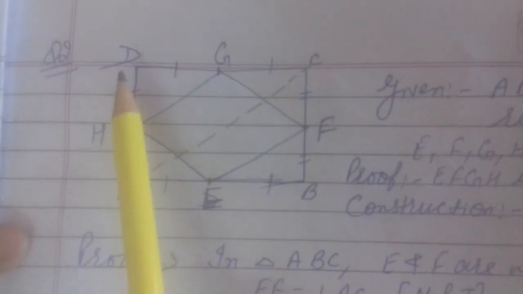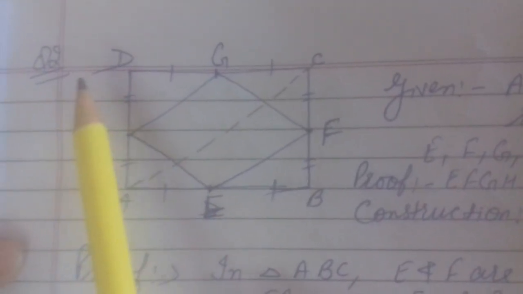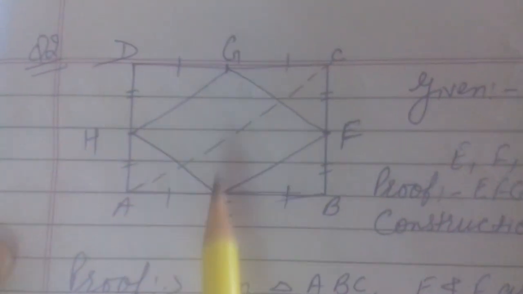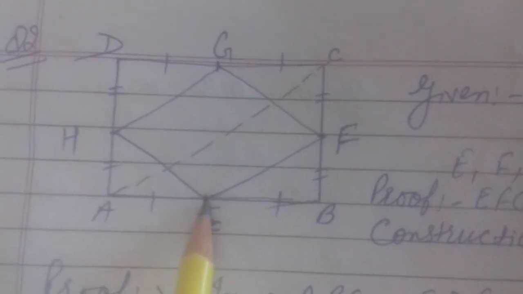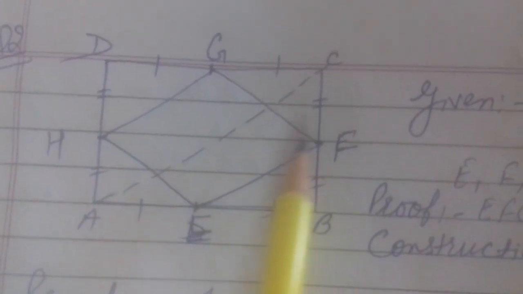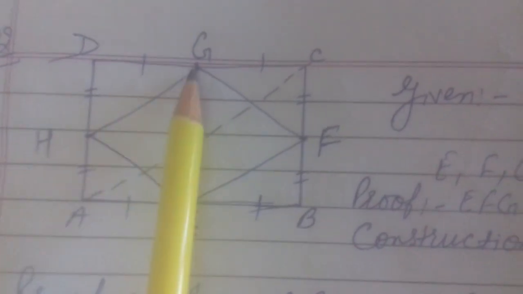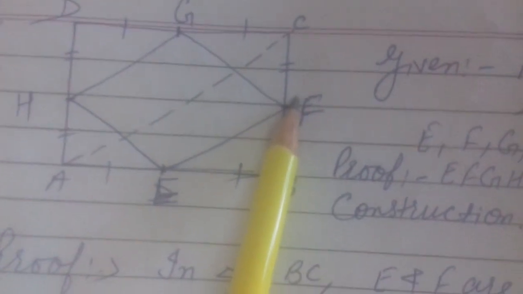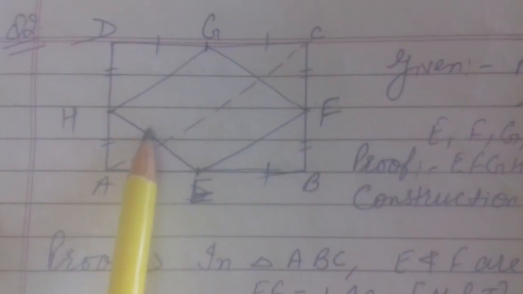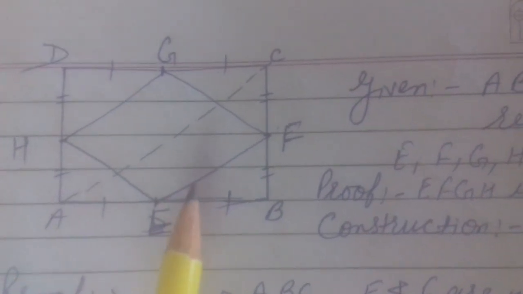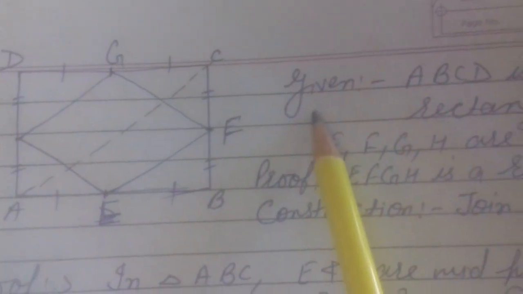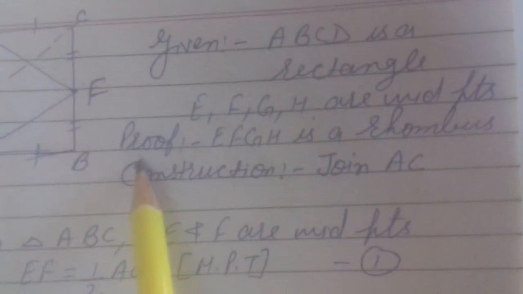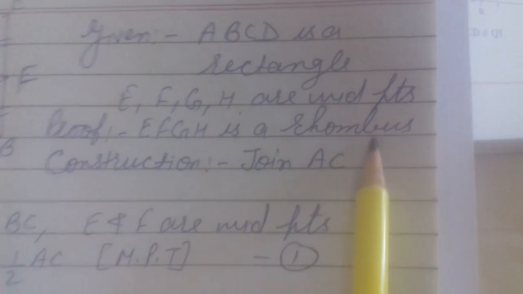Yes, second question children. Prove that the figure obtained by joining the midpoints of adjacent sides of a rectangle is a rhombus. I have drawn a rectangle. E is a midpoint, F is a midpoint, G is a midpoint, H is a midpoint. That means you have to prove EFGH is a rhombus. All of you are familiar with the properties of a rhombus. In a rhombus, all the sides are equal. So for this question, what I wrote here: given ABCD is a rectangle, this is the only thing given to you. E, F, G, H are midpoints and you have to prove EFGH is a rhombus.